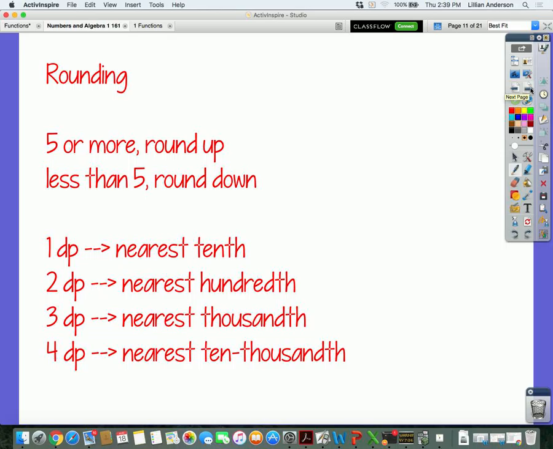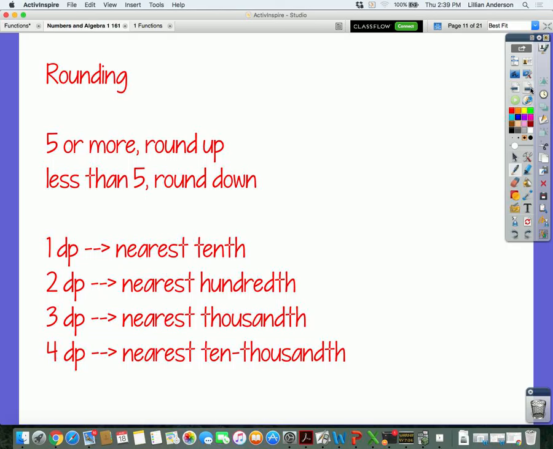We're just reviewing here. If you never knew, it's totally fine. Write it down. I'm hoping that everybody remembers that when you round up, it's if it's 5 or higher, and then you round down, or keep it the same number, if it's less than 5. And DP does not stand for diploma program. It stands for decimal place. So 1 DP is 1 decimal place, the nearest 10th. 2 DP is nearest 100th. 3 DP is 1,000th. 4 DP is 10,000th.